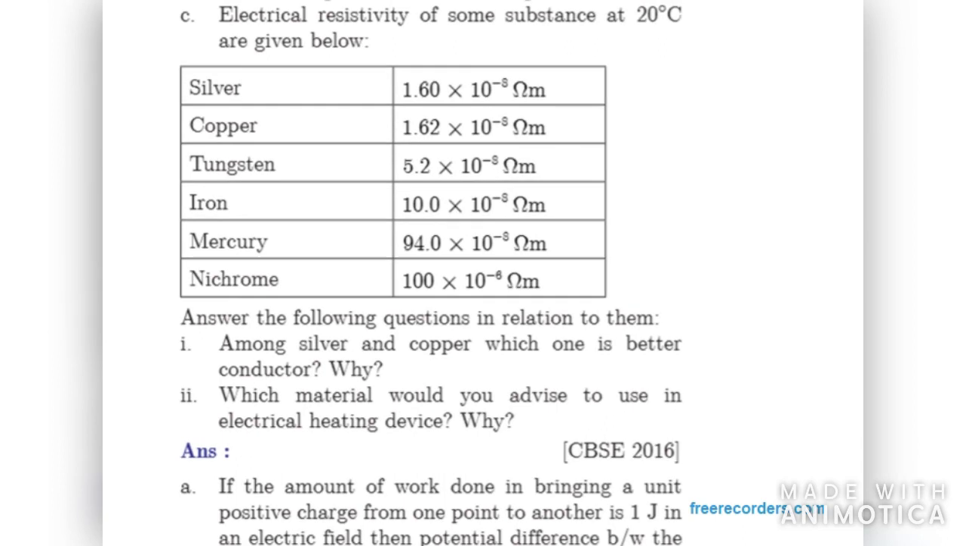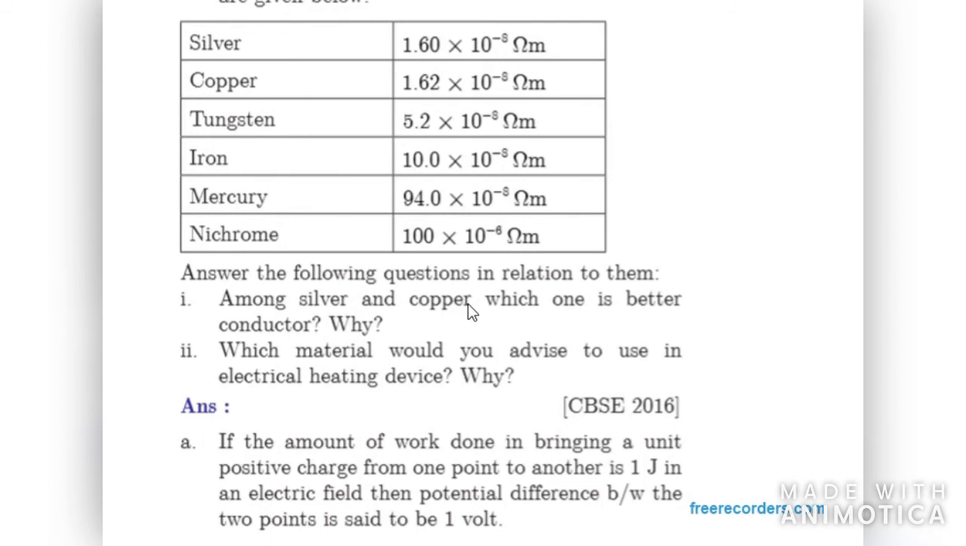Now in the third part we are given with some electrical resistivity of different elements. Answer the following questions in relation to them. Among silver and copper, which one is better conductor? So is it silver or copper? Then you need to state why. So as you can see the resistivity of silver is 1.60 into 10 raised to power minus 8 ohm, and for copper is 1.62 into 10 raised to power minus 8. So resistivity of silver is lesser than copper, therefore it is a good conductor.